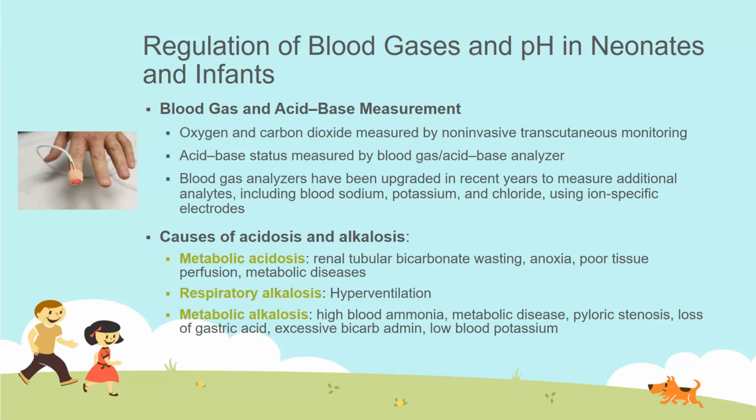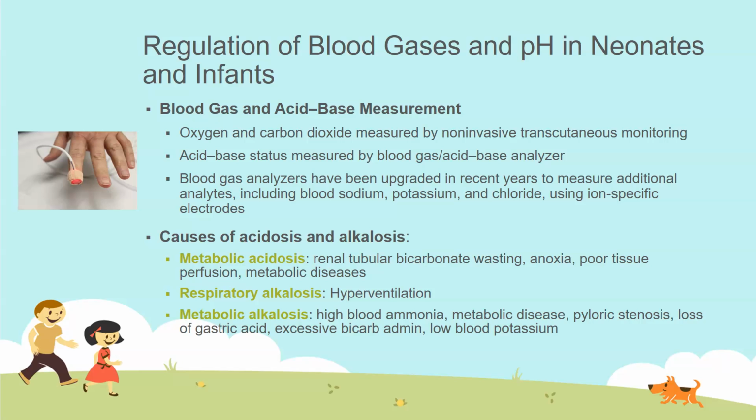But if you have to check the acid-base status, actually get the pH and all of that, you'll need to get an arterial sample and run it on a blood gas analyzer. Some physicians are now also doing capillary samples for blood gases, and that's a possibility too. These blood gas analyzers have also been upgraded to add additional analytes, including blood sodium, potassium, and chloride, because these can use different ion-specific electrodes, and it's pretty easy to add into that system.